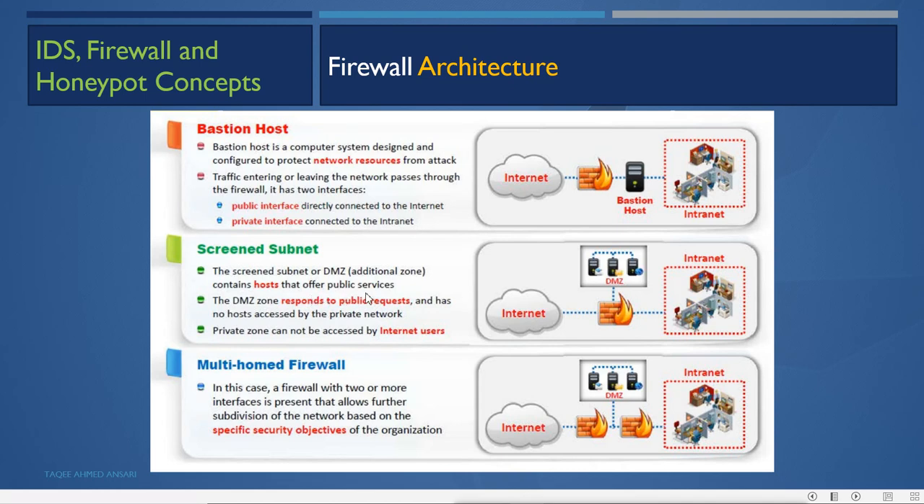So in the screened subnet, we have a single firewall which is connected to the internet, the intranet and also the DMZ zone. If an internet user wants to go to the DMZ zone, it will only go to the DMZ zone, not to the intranet. And if it wants to go to the intranet, the firewall decides. Internal users, if they want to go outside, can go directly from here. There is only one firewall in between connecting the internet, DMZ and intranet together. The private zone cannot be accessed by internet users, so internet users can only access the DMZ zone.